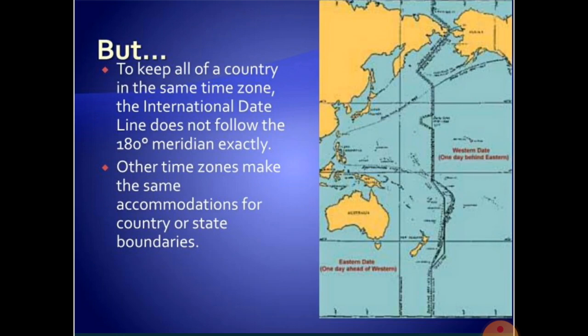But to keep all of a country in the same time zone, it has to be the same in one country, right? And to solve this problem, what has been done? The international date line does not follow the 180 degree meridian exactly. Yes. Other time zones make the same accommodation for country or state boundaries. See, to maintain one time in one country, it does not follow the exact meridian. A slight change is followed.